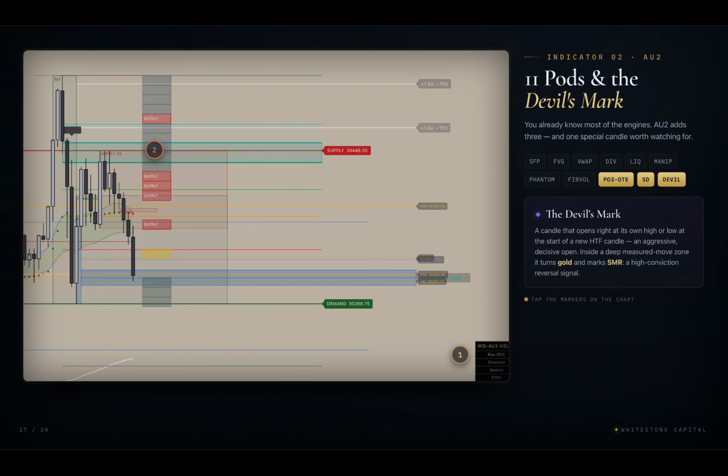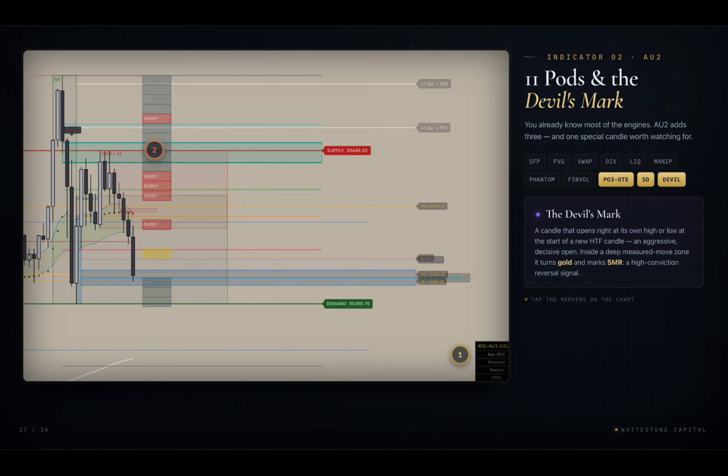AU2 runs 11 pods. That's its word for strategies. You already know most of them: SFP, FVG, VWAP, Divergence, Liquidity Manipulation, Phantom, and FIVL. AU2 adds 3: PO3 OTE, Supply and Demand Pod, and Devil.